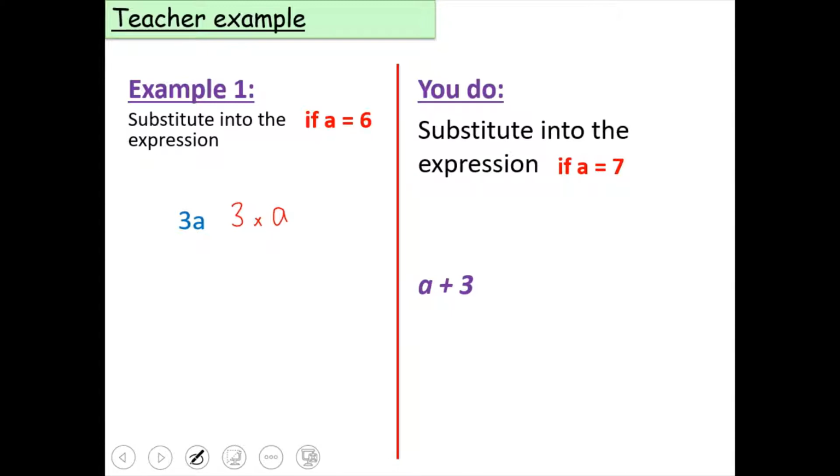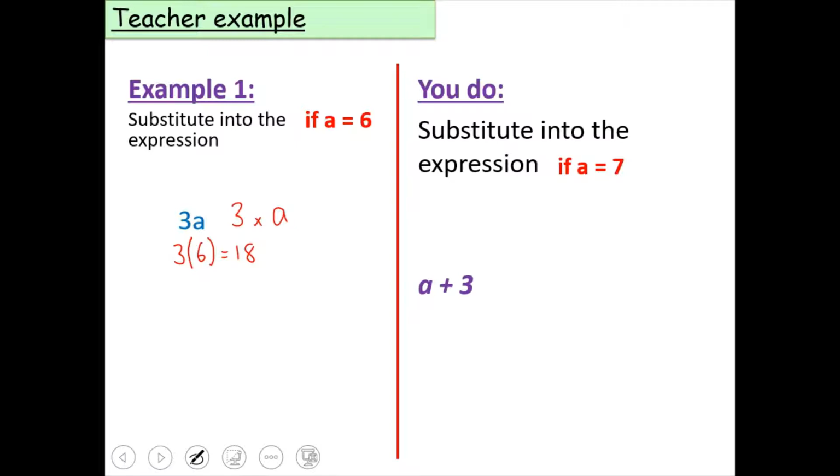When I normally do this, I would write it down like this. Under the 3a, you write down 3, and we're going to substitute the a with the 6. In other words, we're going to replace the a with the 6. I'm going to use brackets here, so the brackets mean 3 times 6. And I know 3 times 6 equals 18. And that is our final answer for this.